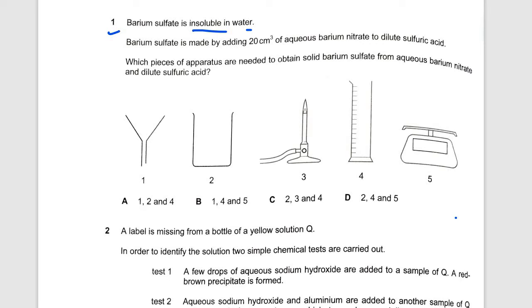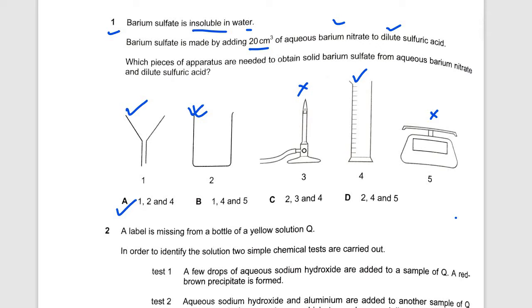So it's insoluble in water. Barium sulfate is made by adding 20 cm³ of aqueous barium nitrate to dilute sulfuric acid. So you require dilute sulfuric acid and barium nitrate to form barium sulfate. They want to know what setup you require. Obviously, if it is insoluble, you require filter paper. Now we don't have to heat, and we don't have to measure here, because it is already decided how much is going to be taken. So you require the measuring cylinder, to let the reaction happen. When they react, there will be an insoluble precipitate. Now you just filter it out. So option number 1, 2 and 4, A.